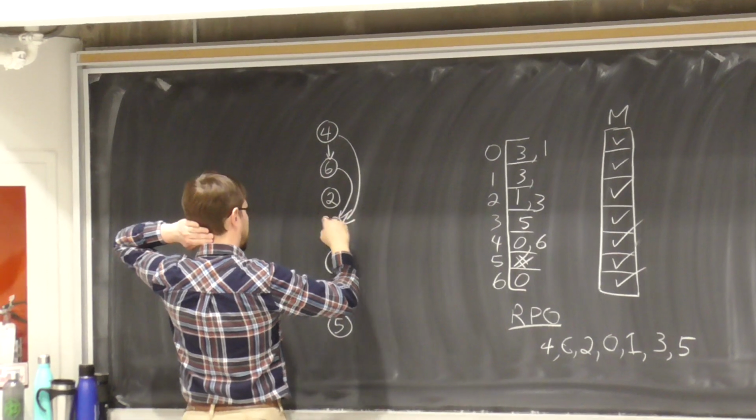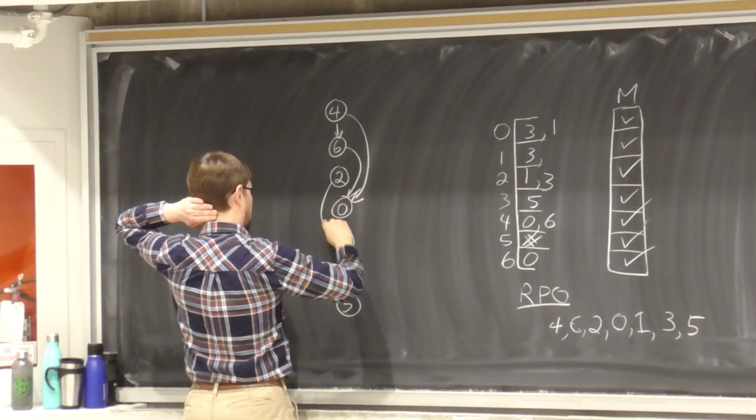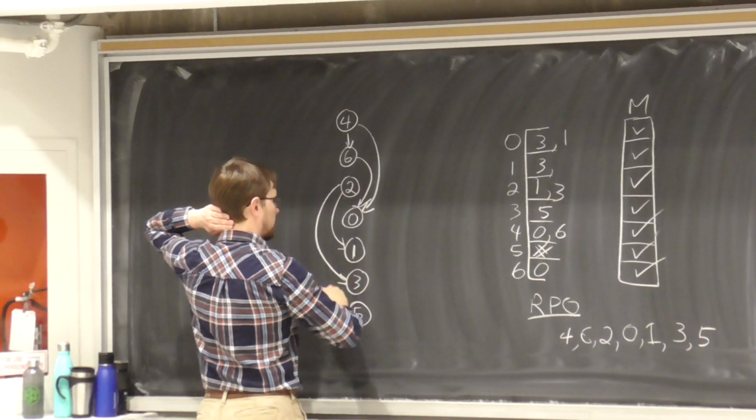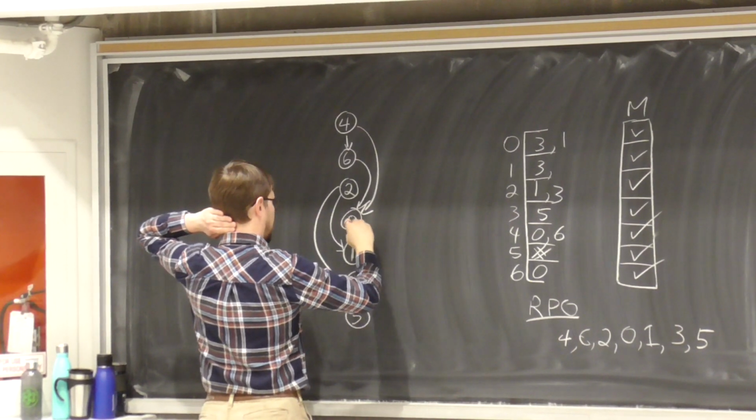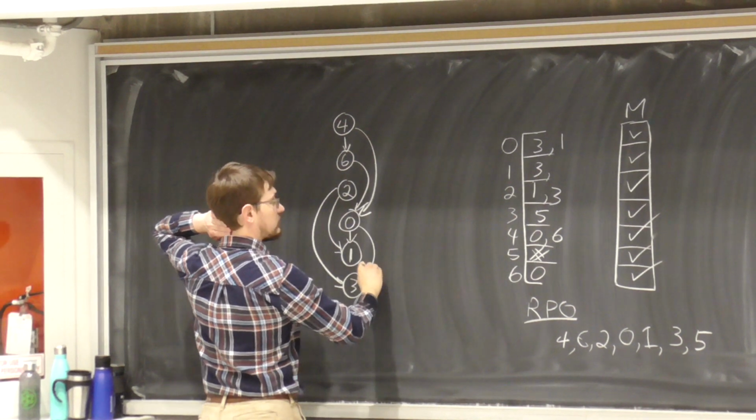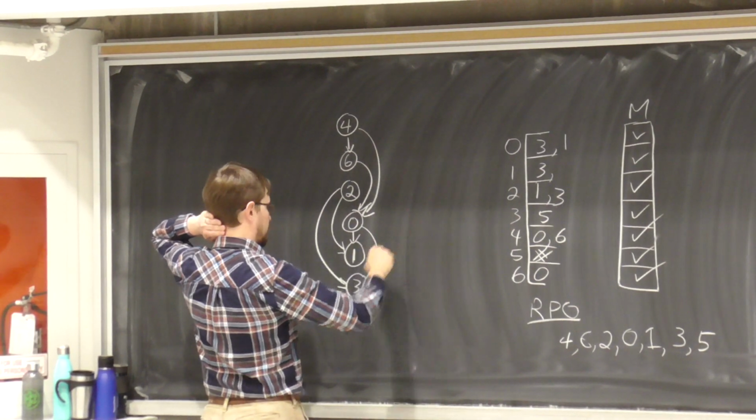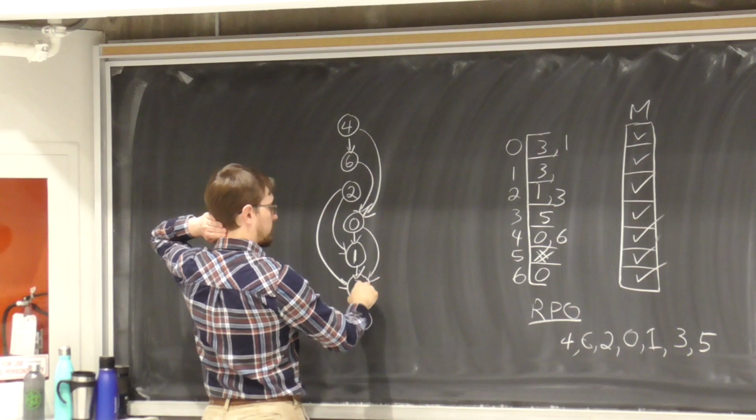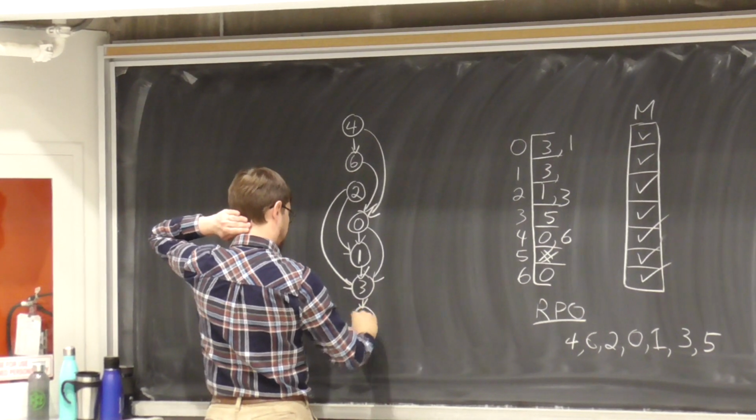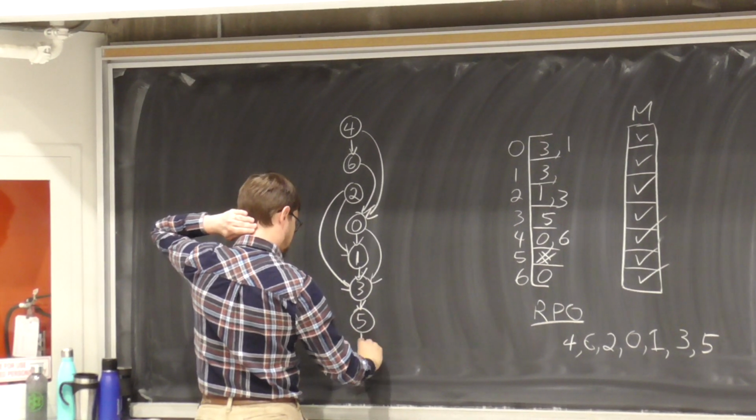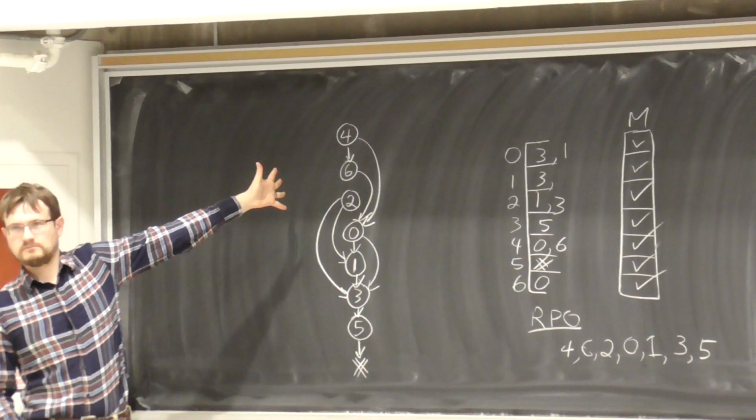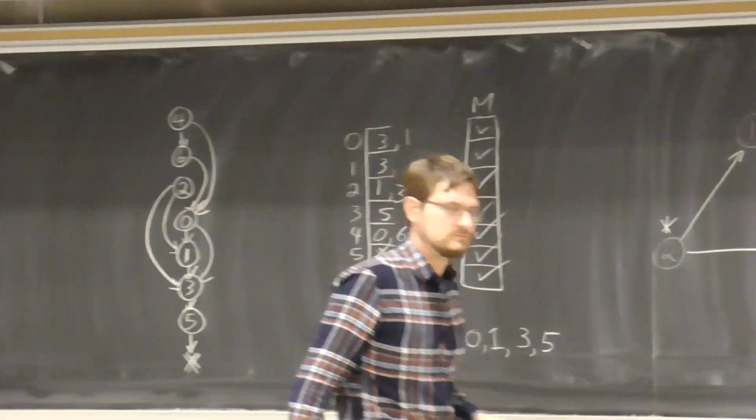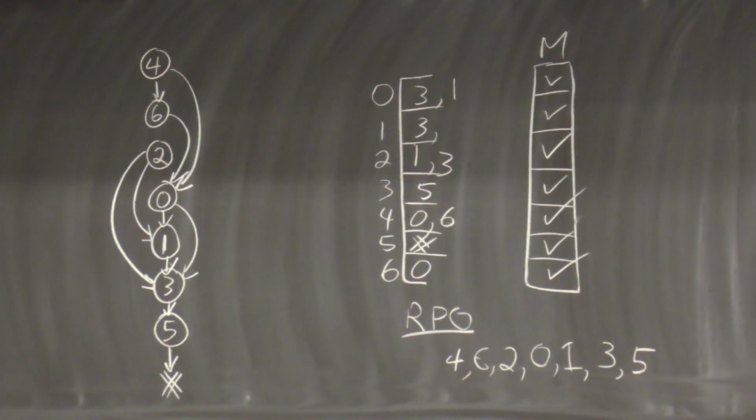2 has 1 and 3. 1, 3. 0 has 1 and 3 as well. 1, 3. 1 has 3. 3 has 5, and 5 has nothing. Ta-da! So it's kind of cool, right?